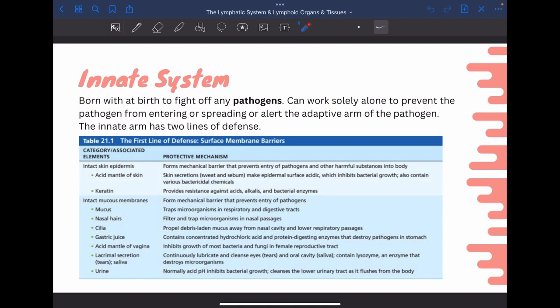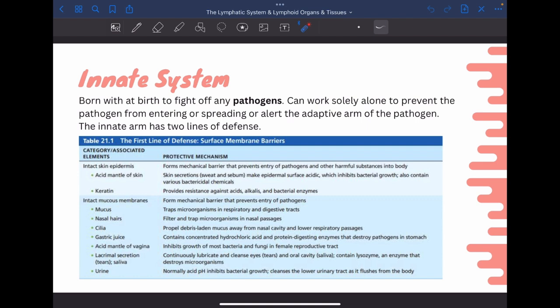The innate system can't solely work alone. It can work alone to fight and remove the pathogen, but as mentioned, if it's a severe infection or severe harm, then the adaptive arm will be activated. The innate immune system is there at birth. You're born with everything at birth, unlike the adaptive immune system where things get activated over time.